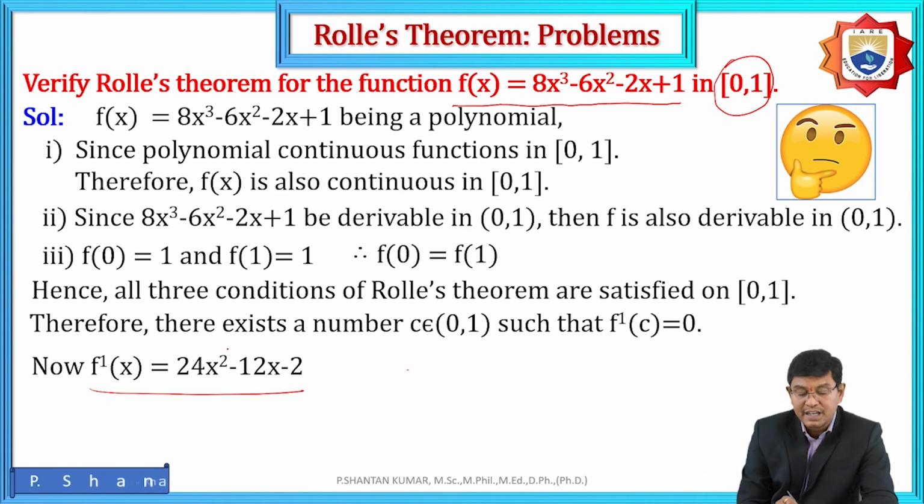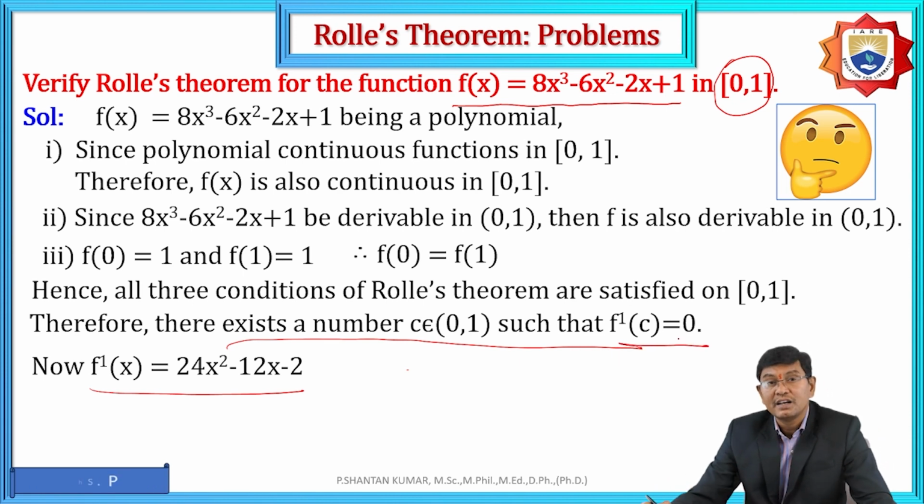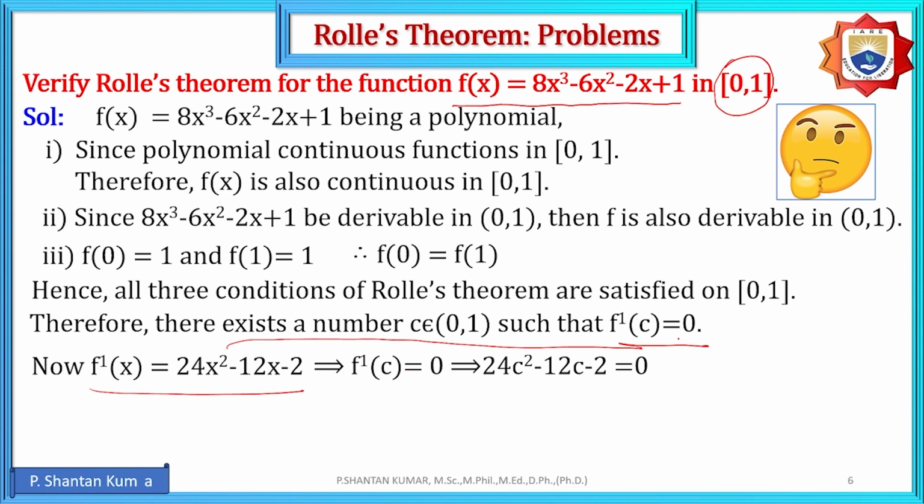But we require f dash of c. Therefore, f dash of c is nothing but replacing x with c, that is f dash of c is equal to 24c square minus 12c minus 2 is equal to 0. And from this equation, we need to find out the value of c. Therefore, by solving for c, we clearly obtain 3 plus or minus root of 21 by 12 as the value. Because of the quadratic equation, we obtain two roots. Therefore, here the roots are 3 plus root 21 by 12 and 3 minus root 21 by 12.